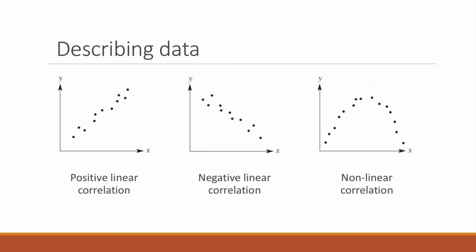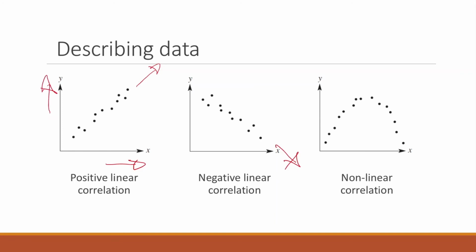Secondly, we can describe the direction of the correlation or the data. So it can be positive if it's going up, negative if it's going down, or if it's not a straight line, it's nonlinear. So a positive linear correlation is something like height and arm span. So taller people tend to have higher or larger arm spans. So as one variable goes up, the other variable goes up as well.